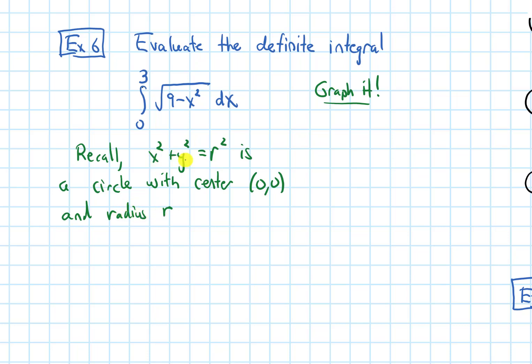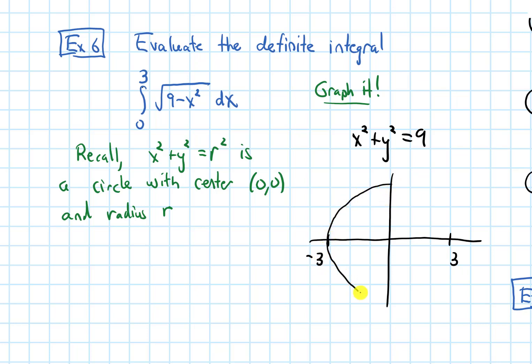So with that in mind, I'm going to first graph x squared plus y squared equals 9. Because this is going to be a circle, I'm going to draw some axes. It's going to be a circle, and r squared is 9, which means the radius is going to be 3. So I'm going to go 3 units in each direction from the origin, and we'll get something like this, where this is 3, this is negative 3. So that's the graph of x squared plus y squared equals 9.